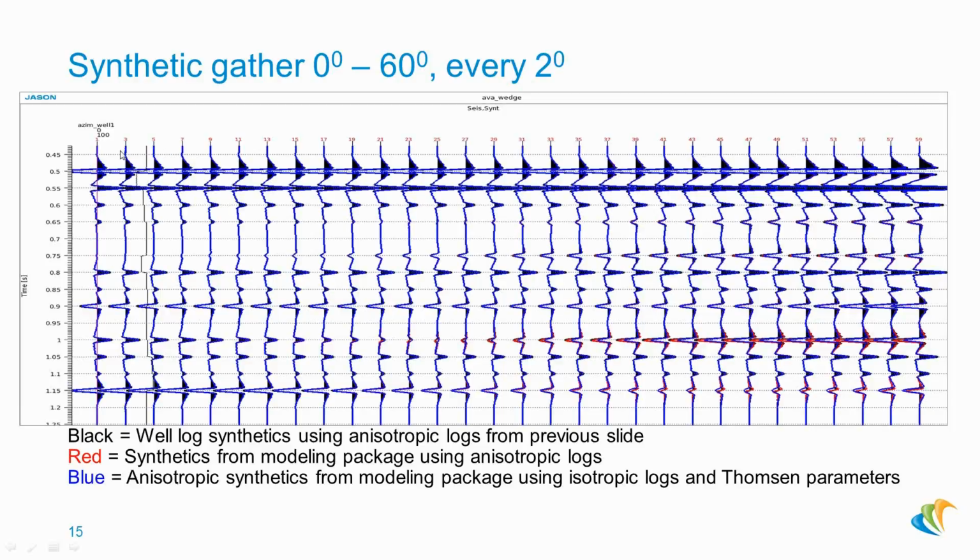And this is a gather where, on the left-hand side, you start with low angle, so it's angle 0, and at the right-hand side it's around 60 degrees, at every 2 degrees. And what you see for this reasonably complex model, which is not one single interface but quite a few interfaces, is that all three methods give approximately the same answer, which is a good verification that our theory actually works.